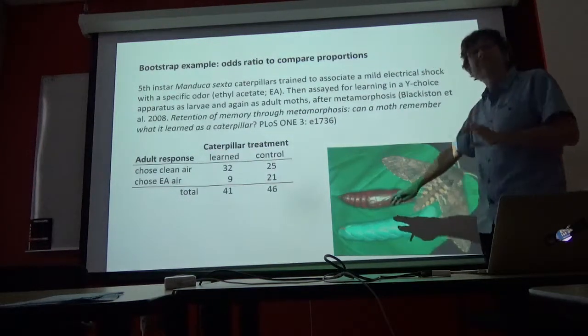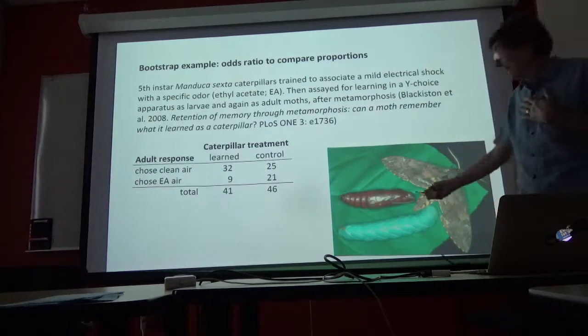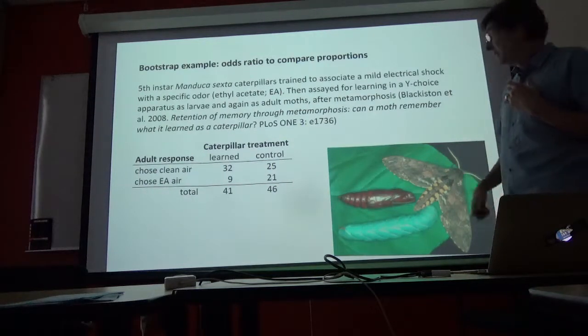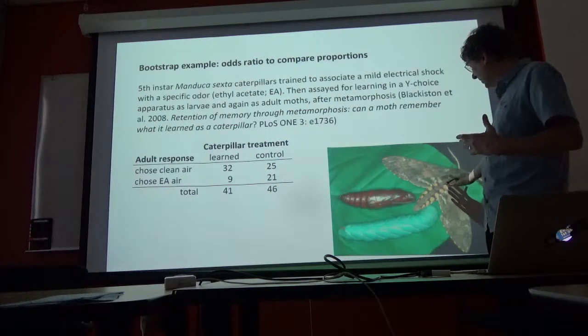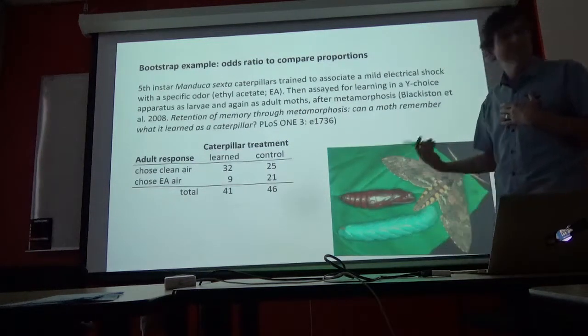Okay, so I don't know anything about what goes on in one of these pupae, but I was not aware that there was a nervous system contained therein that would somehow remember, that a moth would remember as an adult something that it had learned as a caterpillar. That's what this study was about.